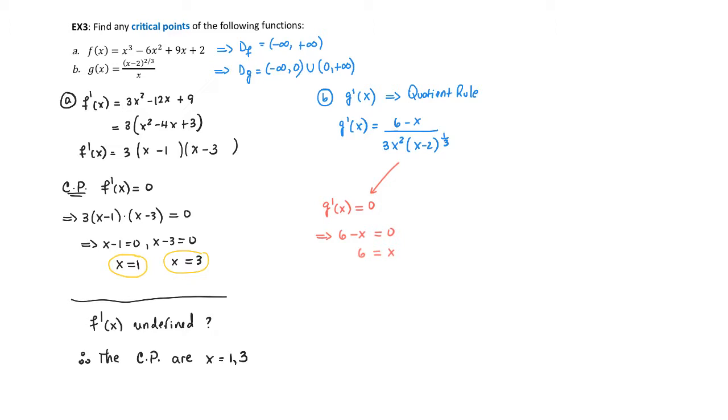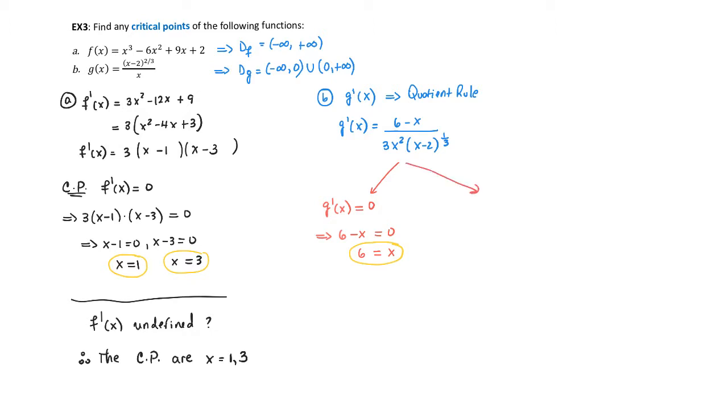Now, before I declare this a critical point, I have to make sure that 6 is in the domain of my function. So I'm going to go back to the domain over here, and I see that 6 is a valid number. It is in the domain, so I'm super happy with 6.